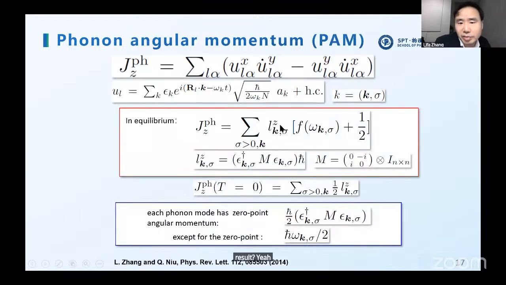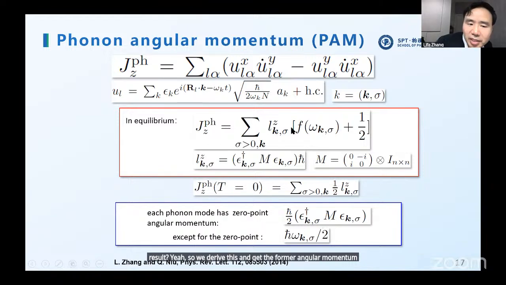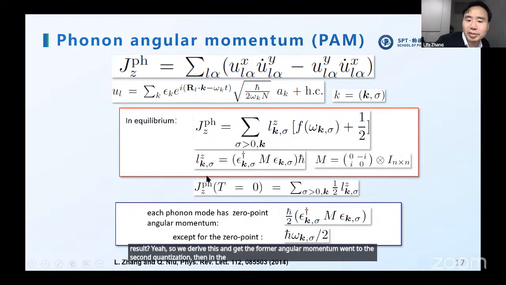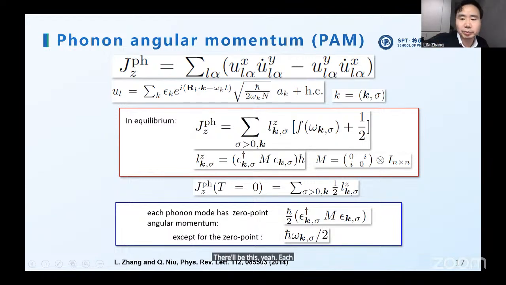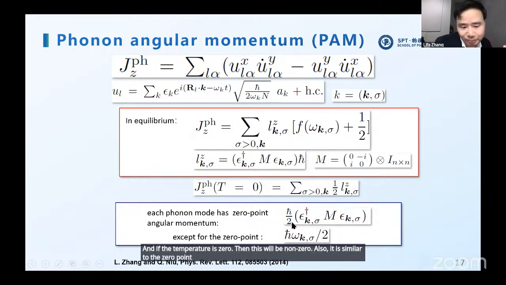Yeah, so we derive this, okay, and get the phonon angular momentum when we do the second quantization. Then in equilibrium, we find that the angular momentum we get for the phonon will be this. Yeah, each mode will have angular momentum. Okay, and if the temperature is zero, then this will be non-zero. It is similar to the zero point energy for the phonon. Here we also have zero point angular momentum.